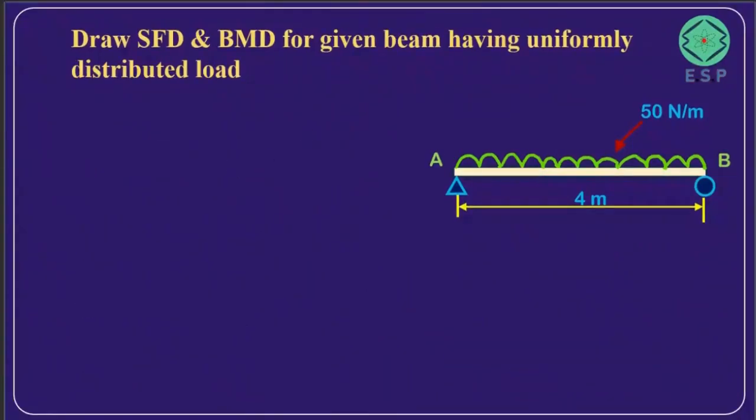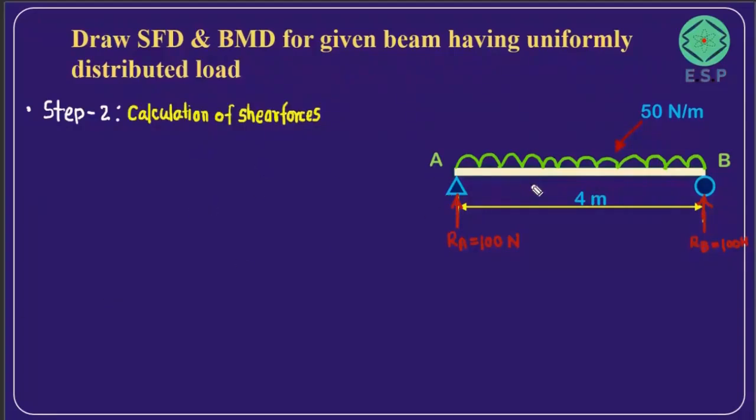So in step 1, we have found out the reaction at point A and the reaction at point B. So friends, we got reaction at this particular point, that is RA, as 100 newtons. And similarly, we also got the reaction at point B, that is RB, and that is also equal to 100 newtons. So in step 2, we will draw the shear force diagram. So in order to draw the shear force diagram, we will be calculating shear forces at various points of the beam. So we would like to calculate the shear forces at various points along the length of the beam.